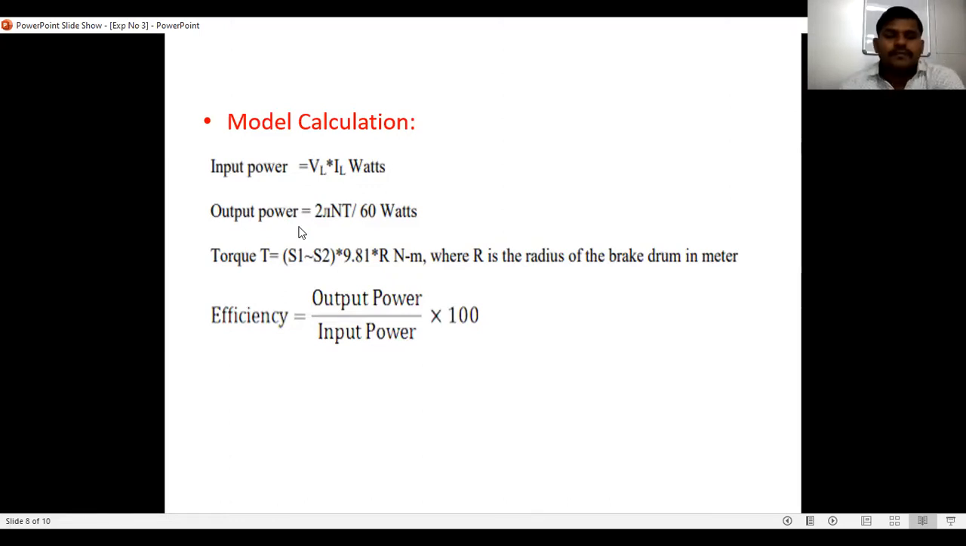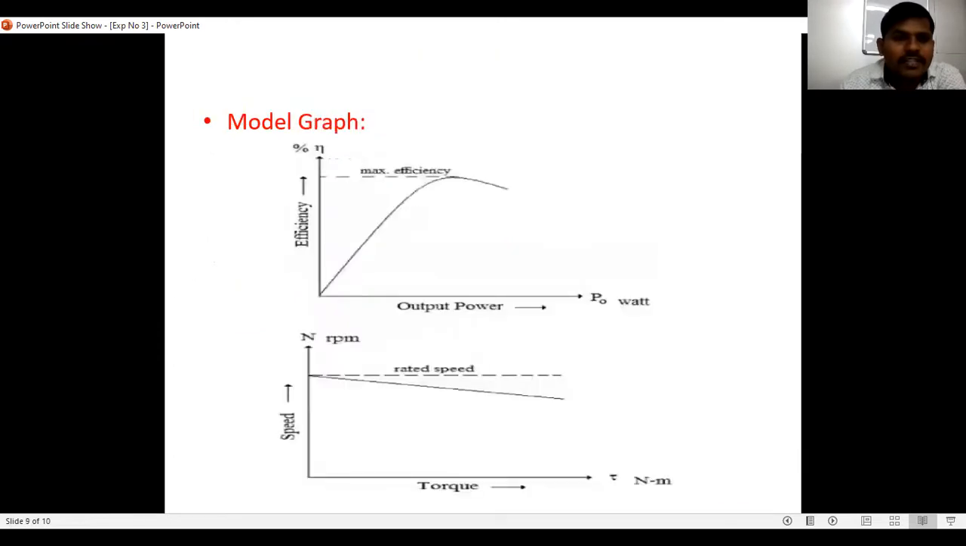Output power is equal to 2 pi NT divided by 60 watt, where 2 pi is a constant, N is the speed of the motor, T is the torque, and 60 is a constant. So we are able to calculate the torque T. It is equal to (S1 minus S2) into 9.81 into R Newton meter, where R is the radius of the drum in meter. After that we are able to find the efficiency, that is output power divided by input power into 100. Okay, so this is the calculation part.